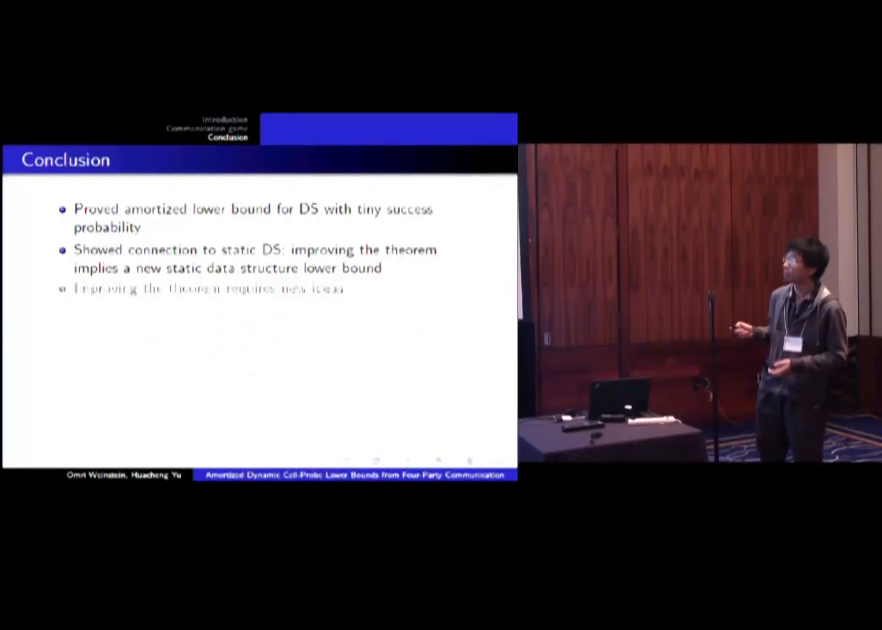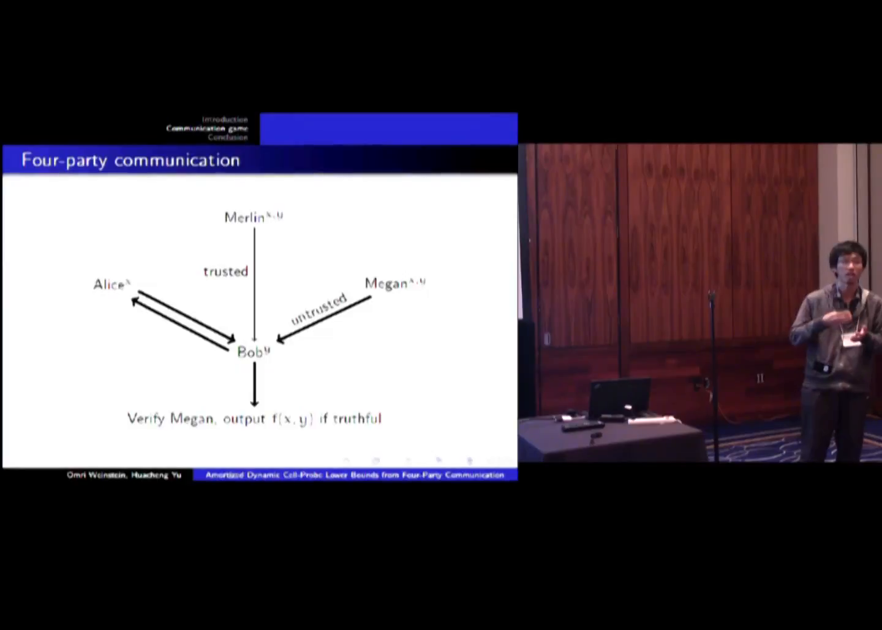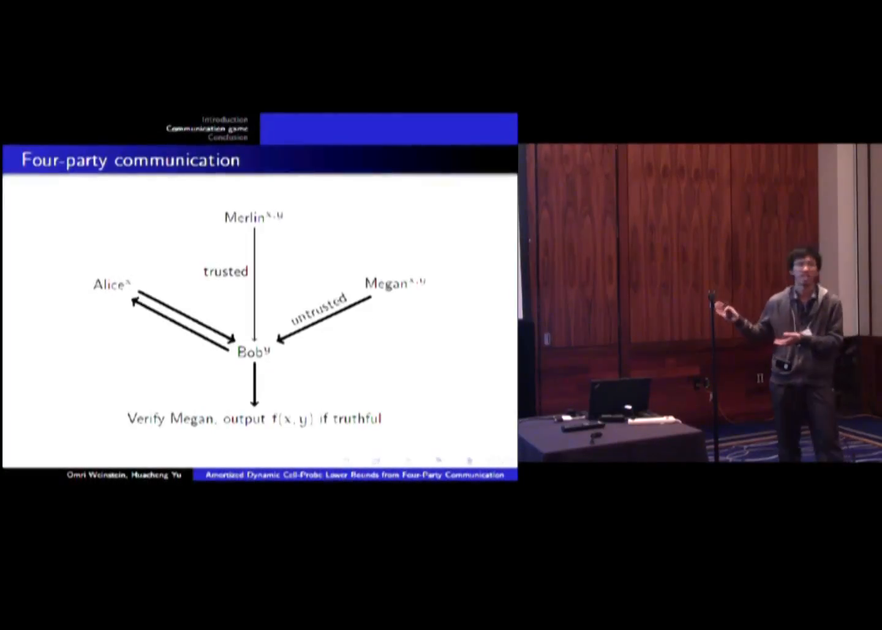Yes, because here we restrict Merlin to send a very short advice to prevent the trivial protocol where Merlin just sends the output. So this message length should be very small, but Megan can send a very long message. Yeah, Megan's message length is actually unlimited in this case, but the players need to verify it.